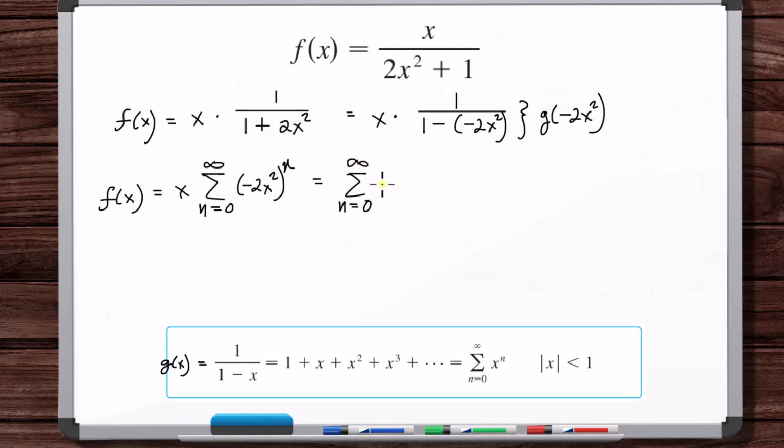We've got minus 2 to the n times x to the 2n times x to the first. So this is minus 1, 2 to the n times x to the 2n. Okay, let's see. 2 to the n times x to the 2n plus 1. Yeah, there we go.